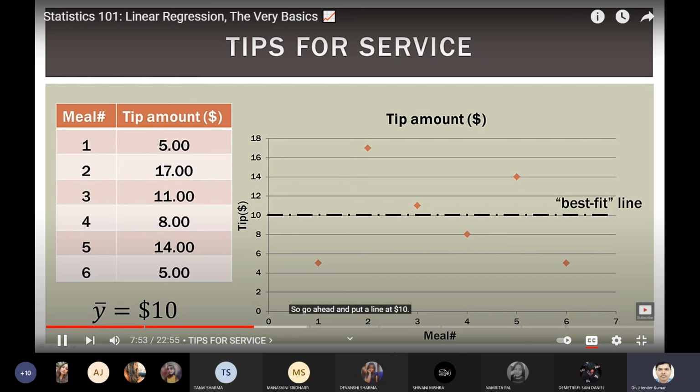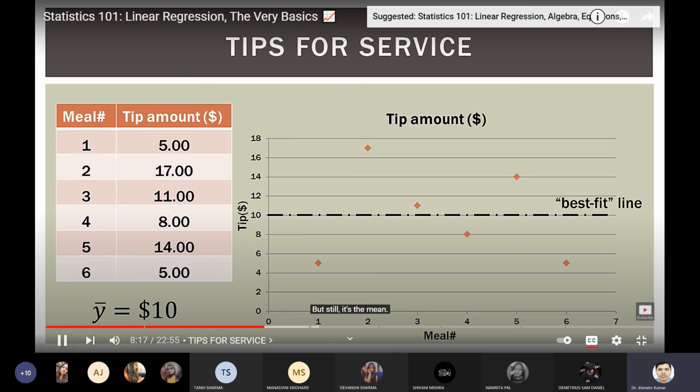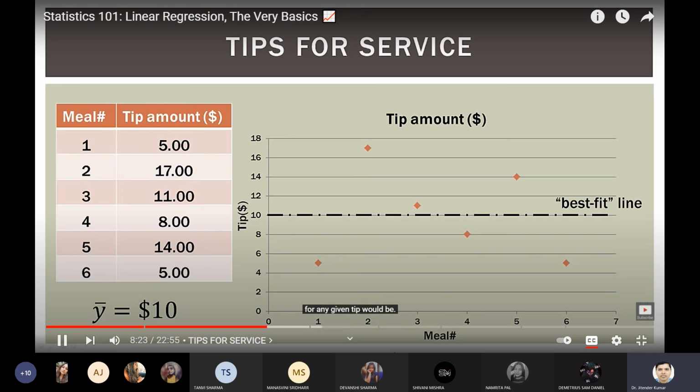So we'll go ahead and put a line at $10. So that, for this model, is our best fit line. That's all we have. One variable, tip amount. The mean is the best predictor of any given tip amount. Now, obviously, if you look at this chart, our tips do not fall on the $10 line. They're scattered around it. But still, it's the mean. So that's our best estimate for what the next tip or any given tip would be.